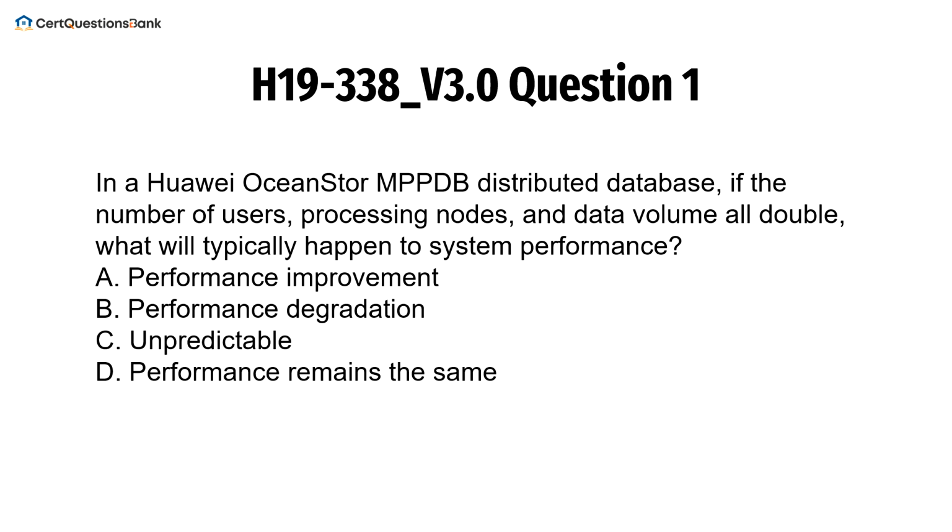In a Huawei OceanStor MPPDB distributed database, if the number of users, processing nodes, and data volume all double, what will typically happen to system performance? A. Performance improvement. B. Performance degradation. C. Unpredictable. D. Performance remains the same.